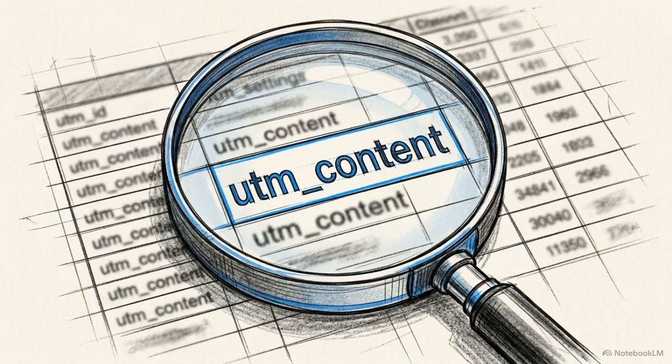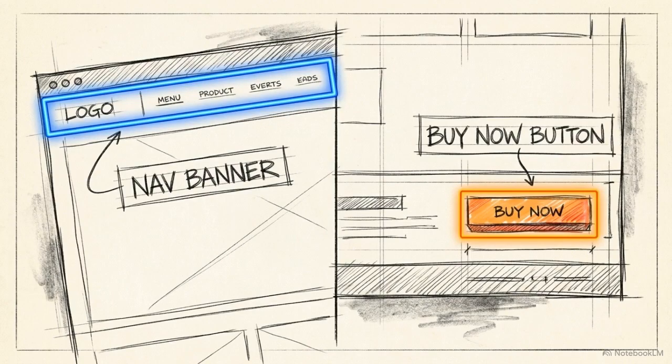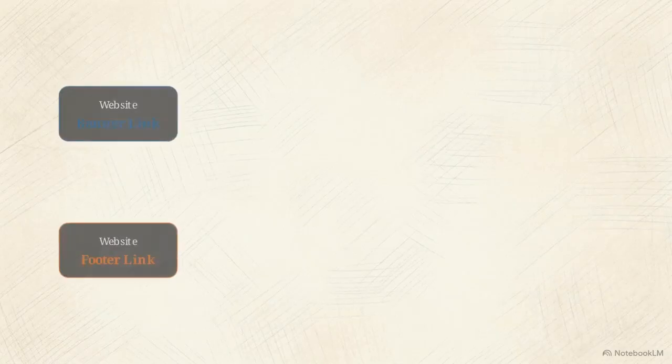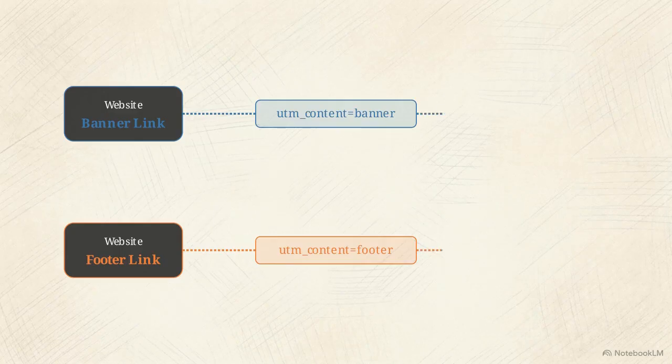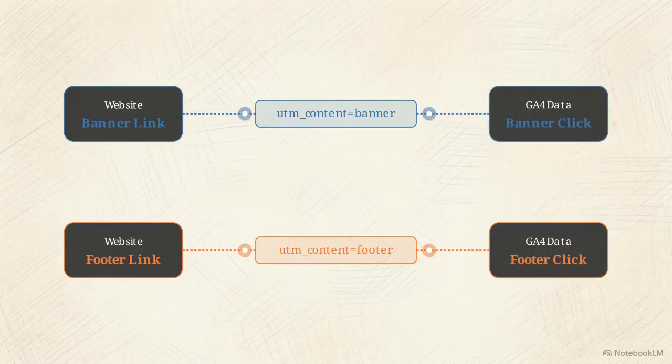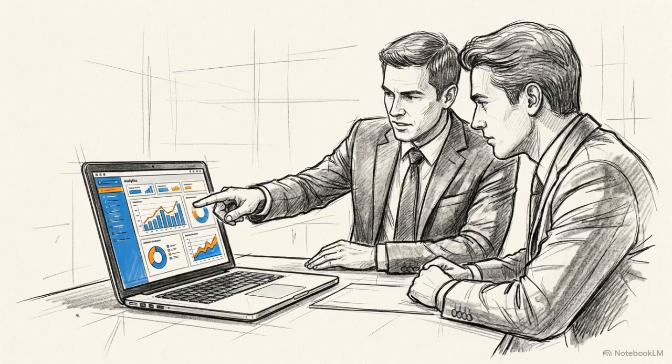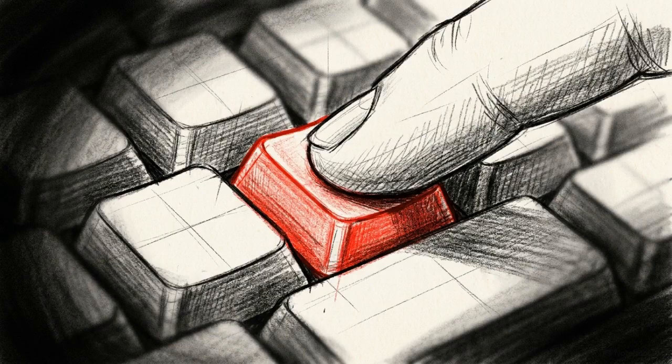Once your formatting is standardized, parameters like UTM content isolate specific elements in your marketing. Look at this web page mockup showing an ad with a top navigation banner and a separate footer button. Both lead to the same product page. By applying a unique UTM content tag to the banner link and a different one to the footer link, you separate the two traffic streams. Your analytics will show you exactly which link generated the sale, resolving any internal debates over layout design. Accurate attribution pinpoints the exact visual trigger a user interacted with, rather than pointing to a generalized traffic source.